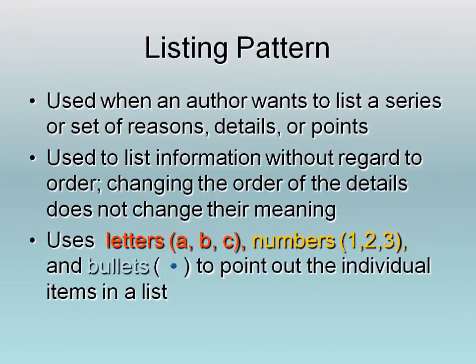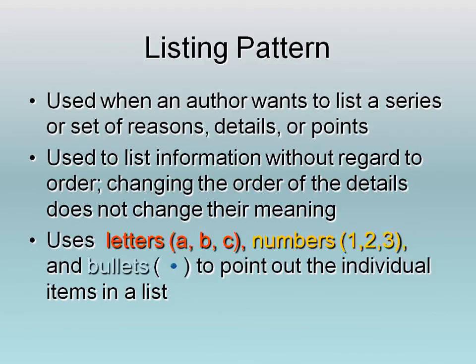Thought pattern number 3, the listing pattern. Often authors want to list a series or set of reasons, details, or points. These details are listed in an order that the author has chosen. Changing the order of the details does not change their meaning. Letters, numbers, and bullets are used in this pattern to point out individual items in a list.